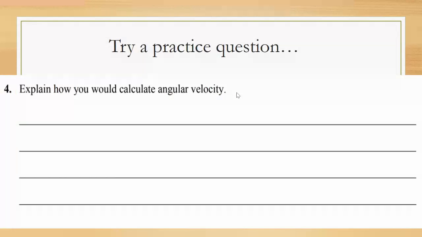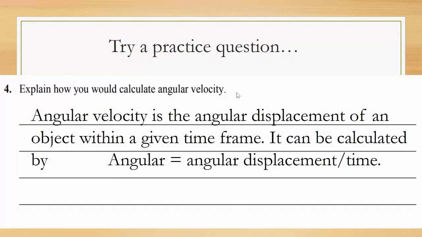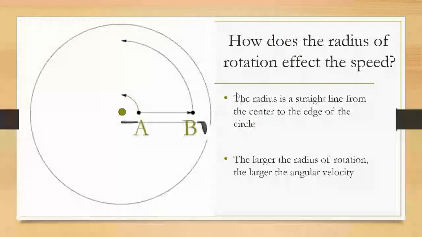So, how would you calculate angular velocity? Quite simply, the angular velocity is the angular displacement of an object within a given time frame. So it can be calculated by: angular velocity equals angular displacement divided by time. To get the angular displacement, it would be the starting angle and the ending angle.